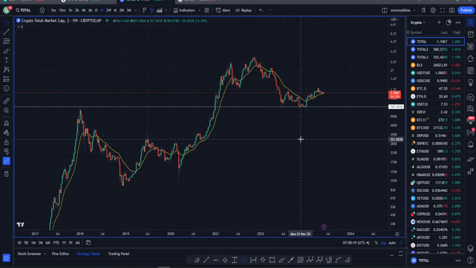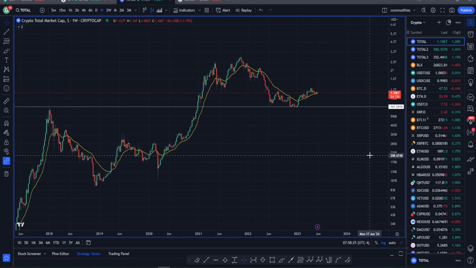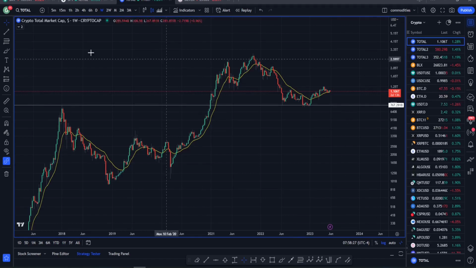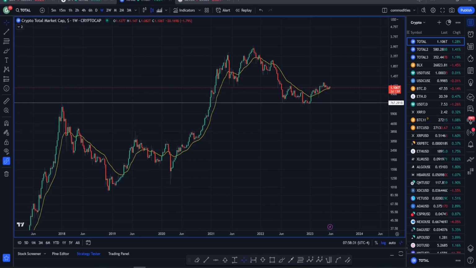video. So we'll go over the total market cap, we'll go over the altcoin market, and then we'll just kind of scan through here and look at some different cryptocurrencies. So here we are on total, which is the cryptocurrency total market cap here. As you can see, we are on the weekly chart, and it is currently sitting at $1.106 trillion.